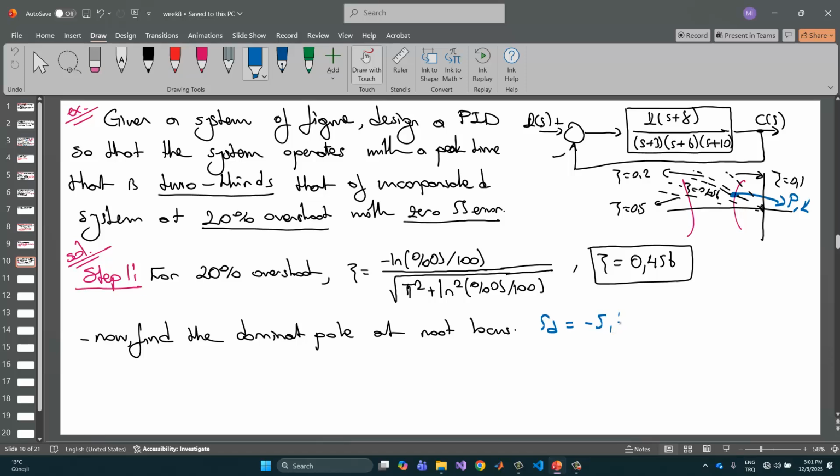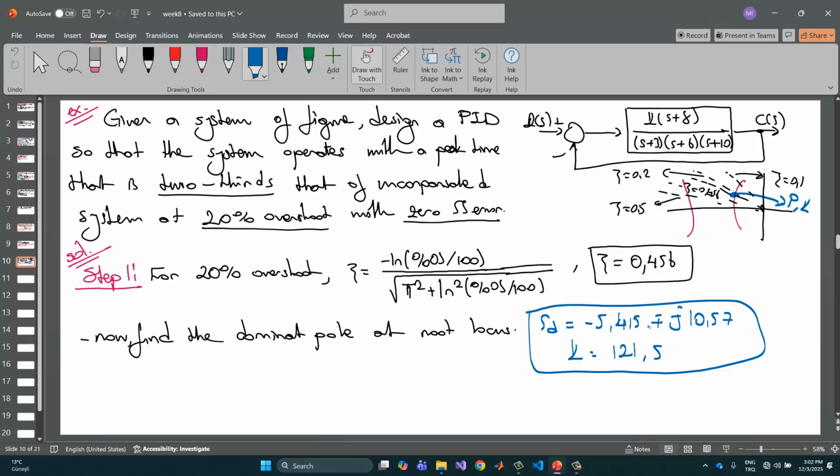s_d is equal to what? minus 4.15 plus minus j 10.57. Okay, and also K gain is equal to what? 125 and this one. Okay, and so where is it coming from? It's coming from root locus. But if we have the information of zeta, then we can find this blue point. Okay, nothing more.